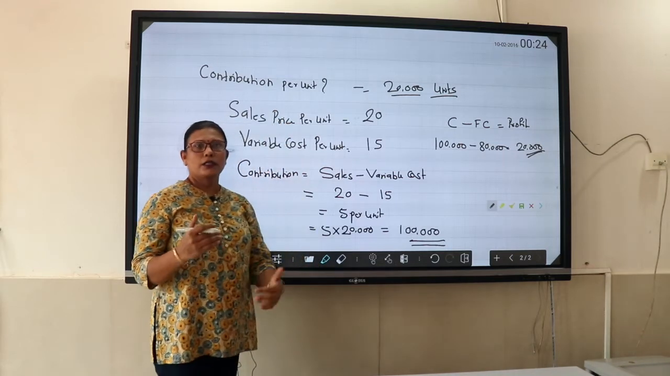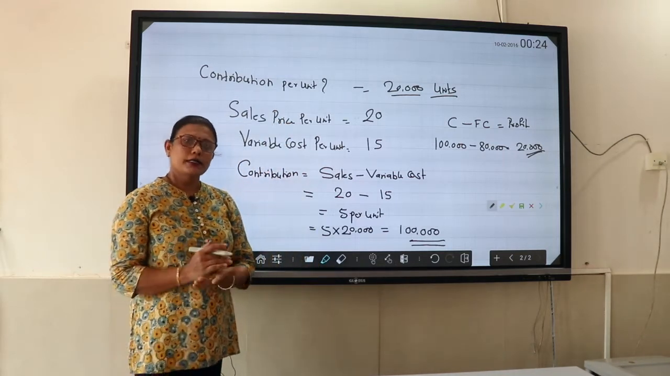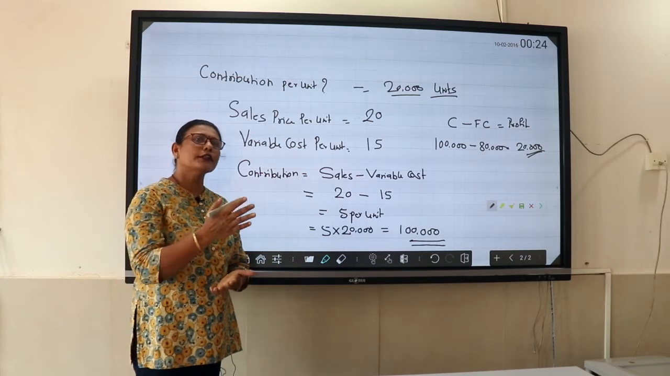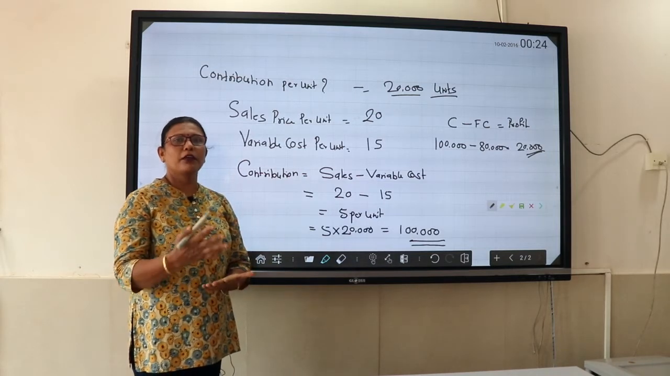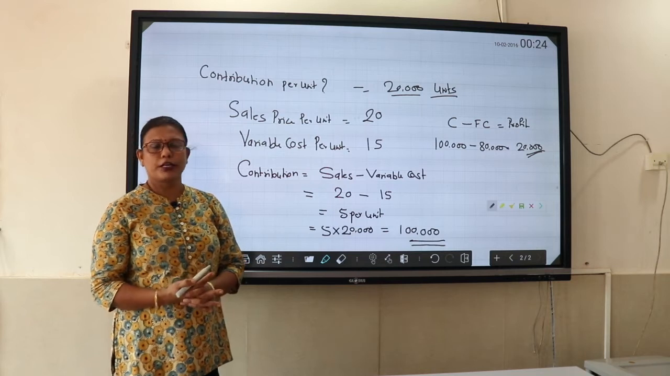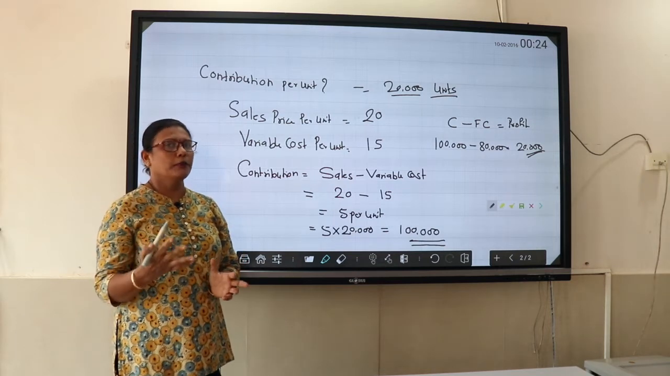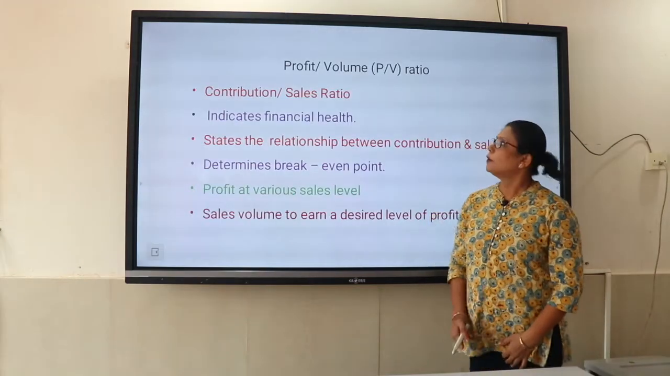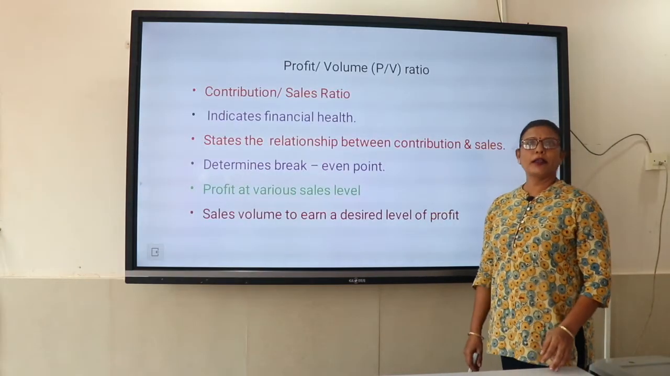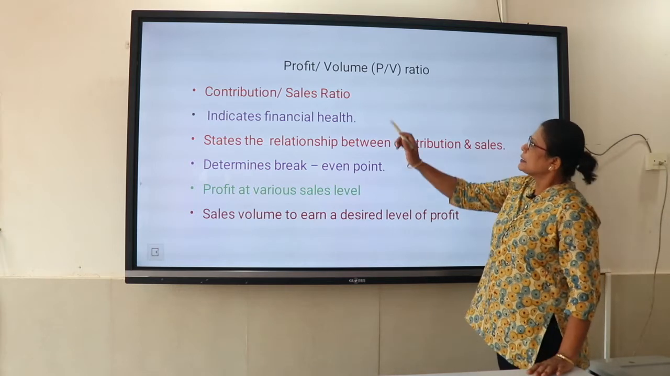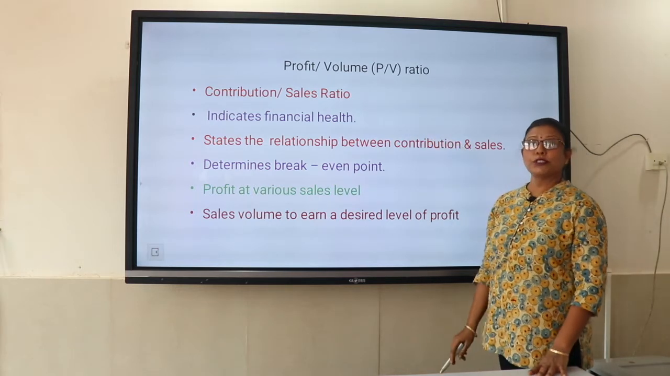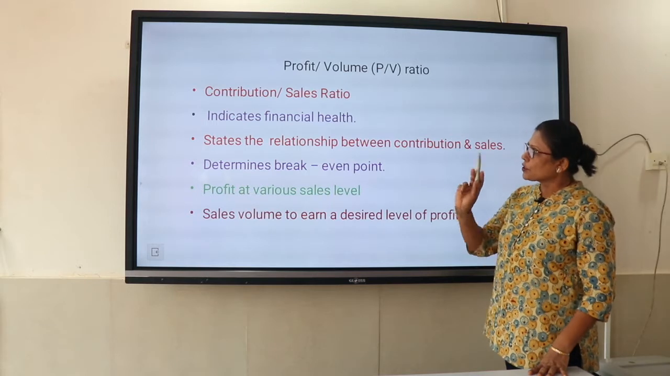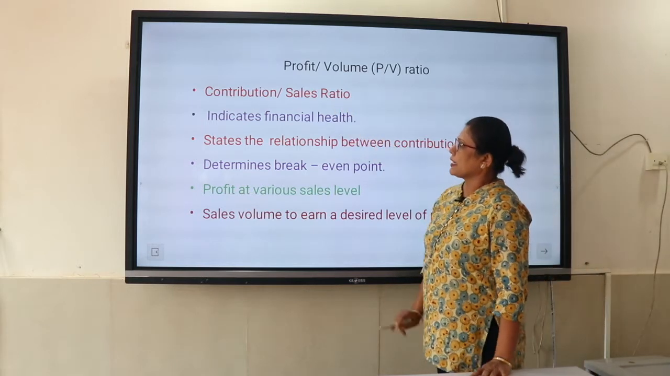This is how the second element comes up, that is contribution. Now we will go for the third element, that is PV ratio, profit volume ratio, which is a very, very important part under cost volume profit analysis. Next element in cost volume profit analysis is the profit volume ratio, which is called PV ratio, which is also called the contribution sales ratio.